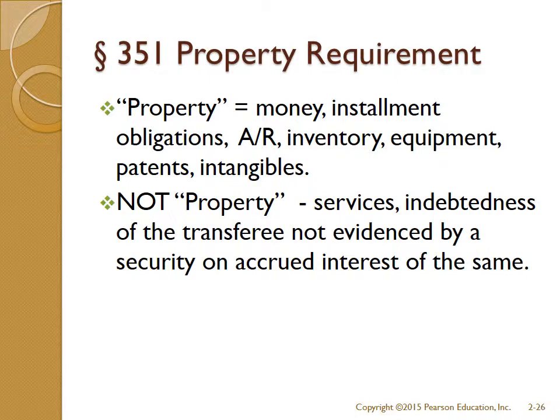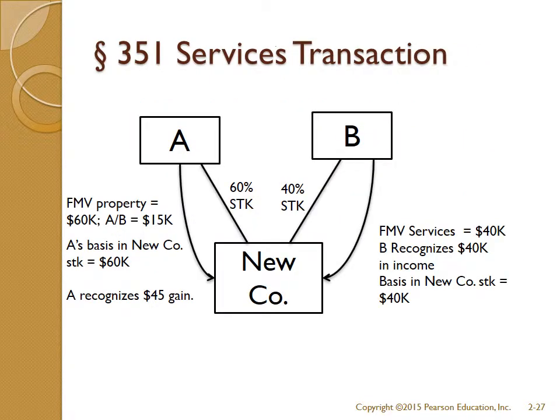Section 351 property consists of money, installment obligations, accounts receivable, inventory, equipment, patents, or other intangibles. What's not considered property, and this is probably more important to know, is services, like accounting services, legal services, that type of thing. Also, indebtedness of the transferee not evidenced by security. So basically, you can't have a verbal IOU that you're trading in exchange for property.